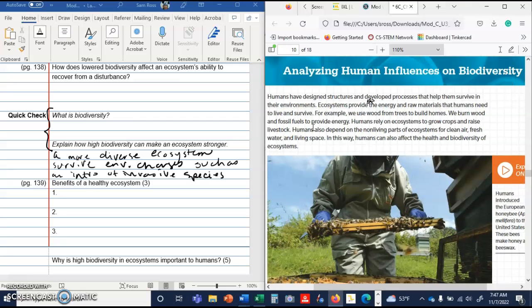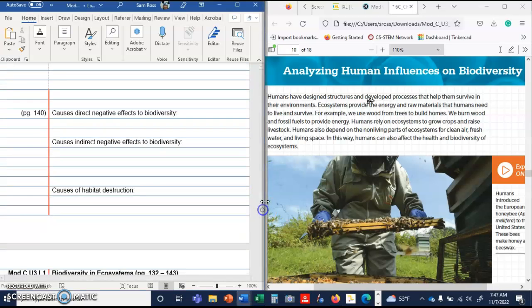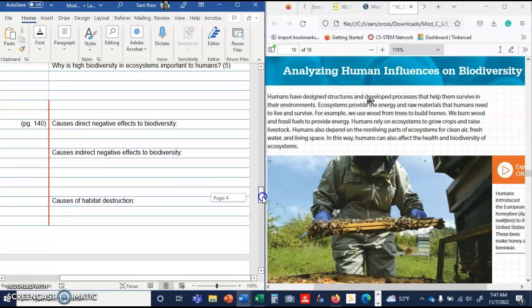So the energy and raw materials that humans need to live and survive, that's 1. Humans rely on ecosystems to grow crops and raise livestock, 2. Number 3, humans depend on non-living parts of ecosystems for clean air, fresh water, and living space. Okay, so that's those 3.